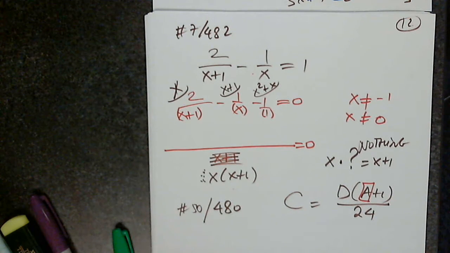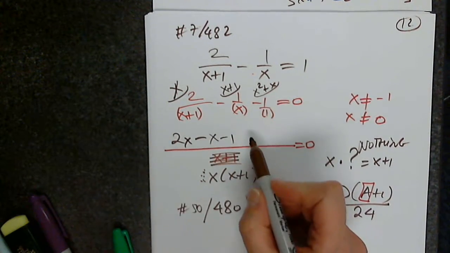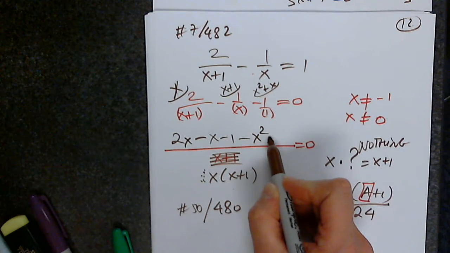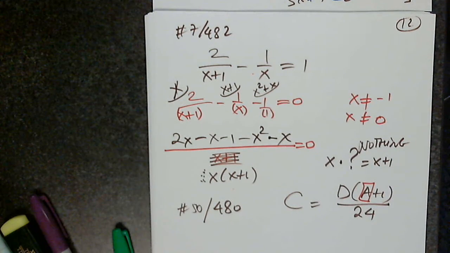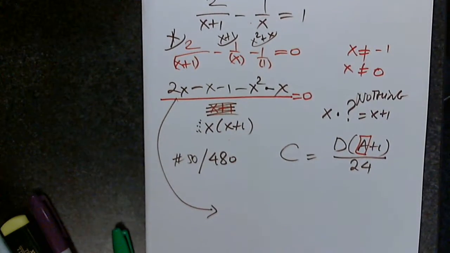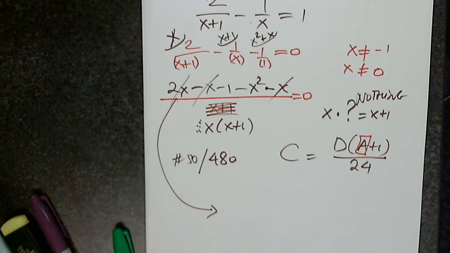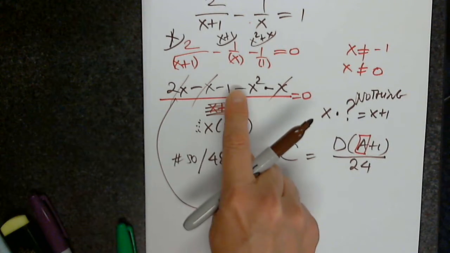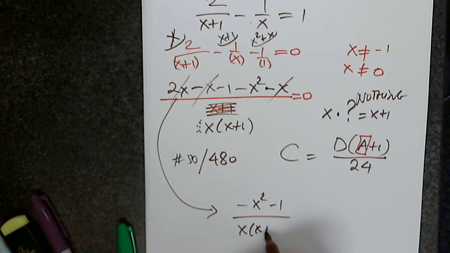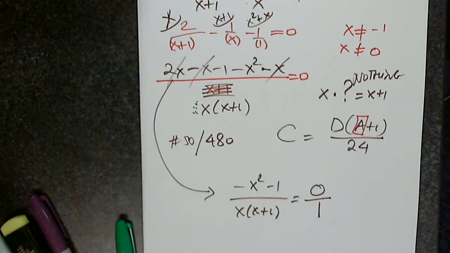Okay? So now you have 2x minus x minus 1 minus x squared minus 1, or minus x. Excellent. Then what do I do? Good. Well, I see that 2x with negative x and with negative x go away. So you get negative x squared minus 1. That's fine. Negative x squared minus 1 over x times x plus 1 equals 0 over 1. Excellent. Great.